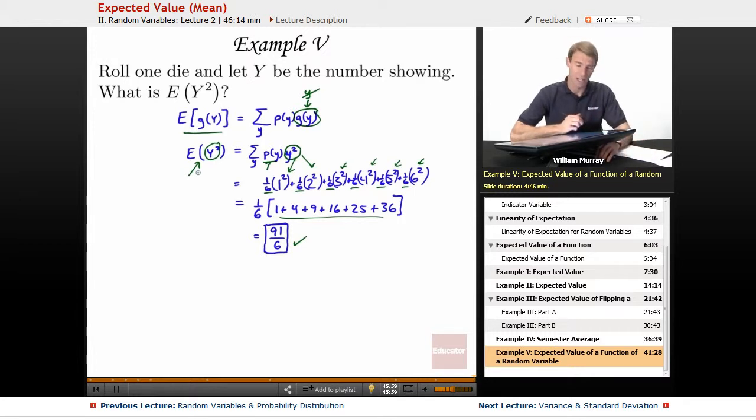So that's our last example for this lecture on expected values and means. Of course, expected values and means are the same thing.